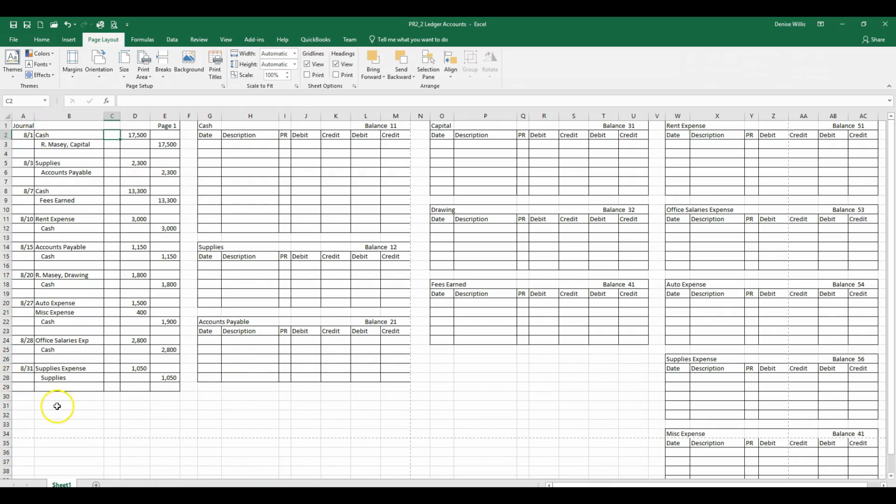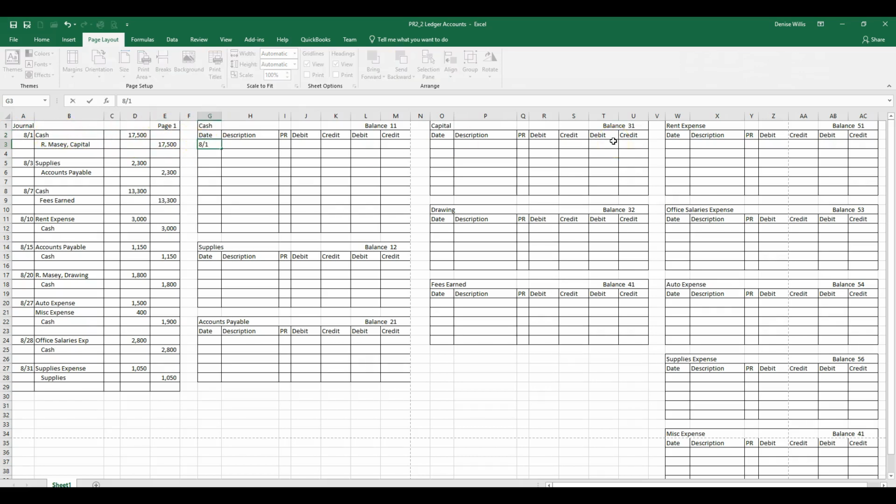Okay, same set of transactions we had right here. I have made ledger accounts here in our Excel spreadsheet, so we can transfer everything over here and you can watch. So very first line here is cash. I have to find my cash account, which is right here, and I need to transfer the information.